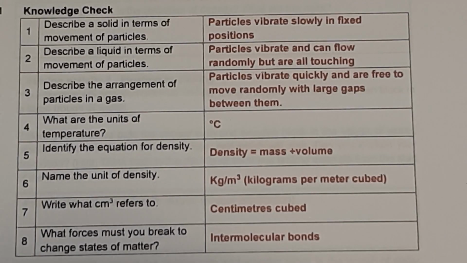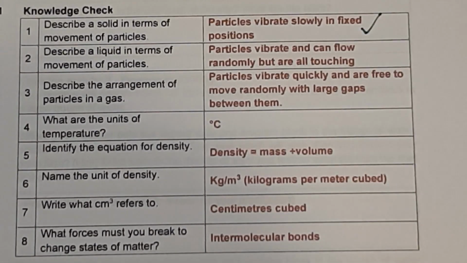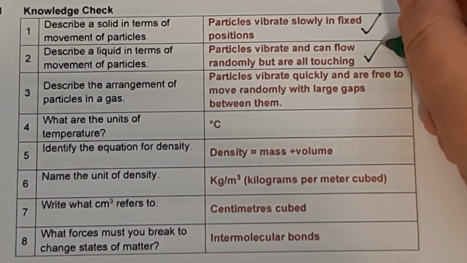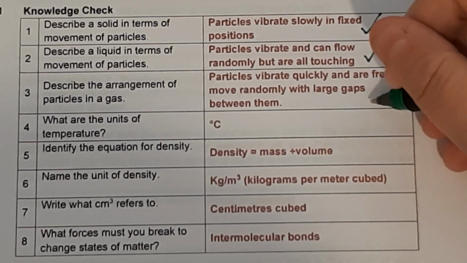Okay, so let's go through those answers now. Question 1. Describe a solid in terms of the movement of particles. Well, particles vibrate slowly in fixed positions. Question 2. Describe a liquid in terms of movement of particles. Particles vibrate and can flow randomly but are all touching. Question 3. Describe the arrangement of particles in a gas. Particles vibrate quickly and are free to move randomly with large gaps between them.